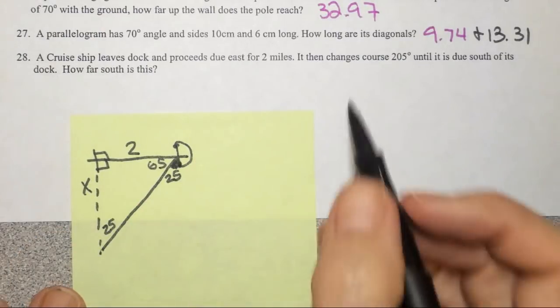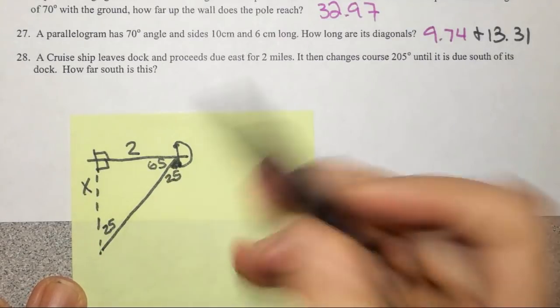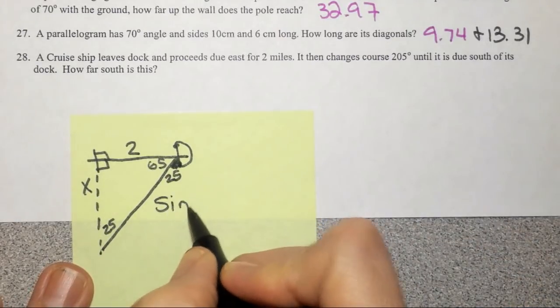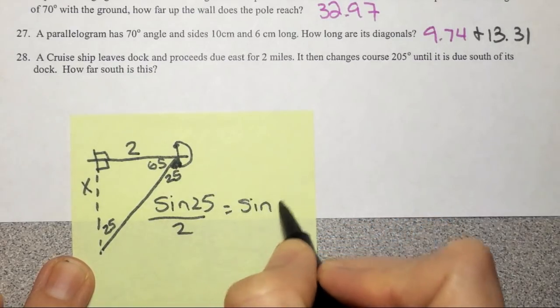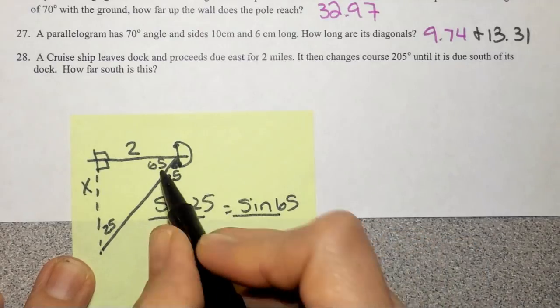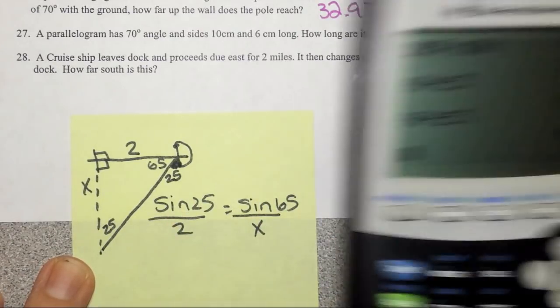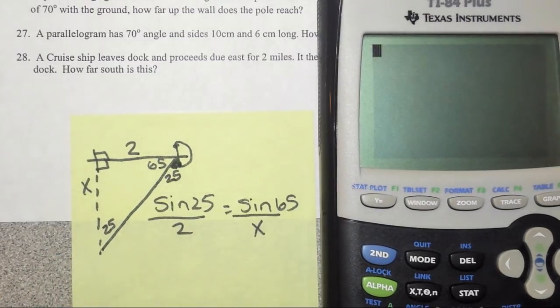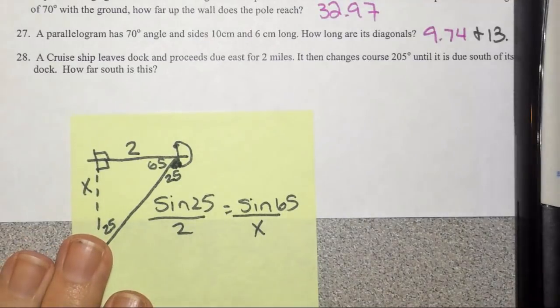So again, I see a law of sines. I see that 65 is opposite the x and 25 is opposite the 2. So sine of 25 over 2 is equal to sine of 65 over x. I'm going to multiply these two numbers diagonally and divide by sine of 25. So 2 times sine of 65 divided by sine of 25. And we find out it's 4.29.